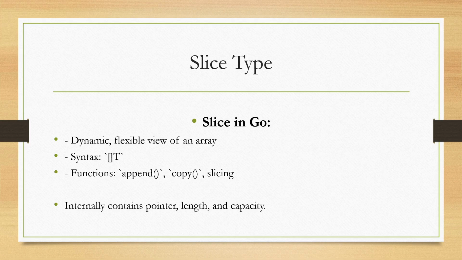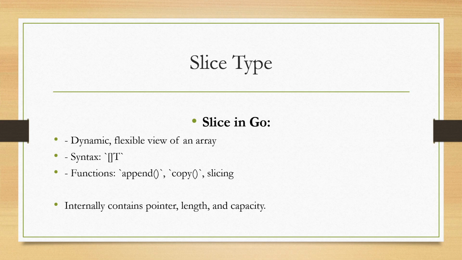So alright, now let's talk about the slice type in Go. Basically, a slice in Go is like a more flexible version of an array. You can think of it like this. Imagine an array is a classroom with a fixed number of chairs. If you want to add more students later, you can't, unless you shift to a bigger room. But a slice is like having folding chairs. You can bring in more chairs whenever needed. That's why we say slices are dynamic and flexible.